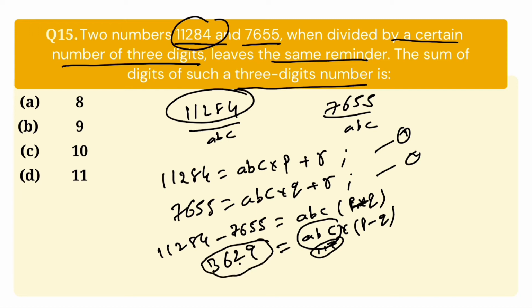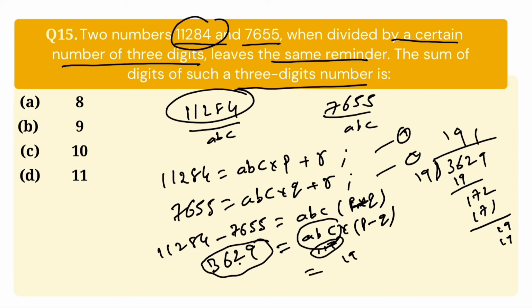So first take the factors of this 3629. If you observe carefully, it is not a multiple of 2, 3, 4, 5 or anything. So let's take 19 here: 19 times 1 is 19, you get 171, 19 times 9 is 171, and 19 times 1 is 19. So this number 3629 is written as 191 into 19. This should be equal to ABC into P minus Q, and they said this ABC is a 3-digit number. If you compare these two numbers, only 191 is the 3-digit number. So the 3-digit number is 191.